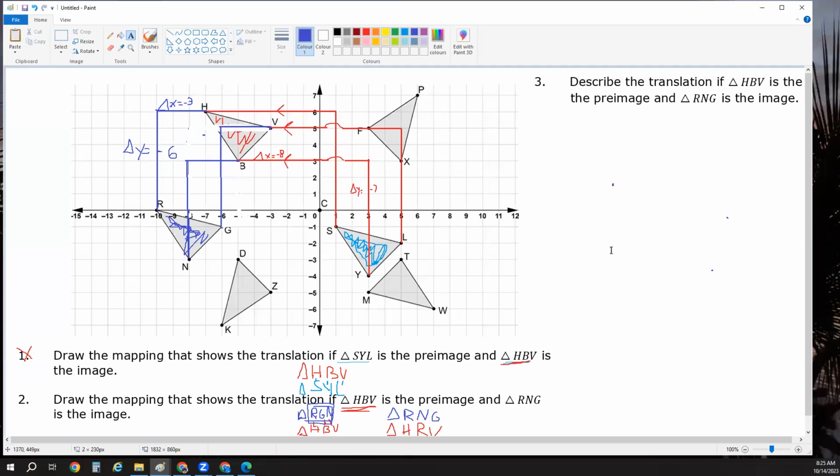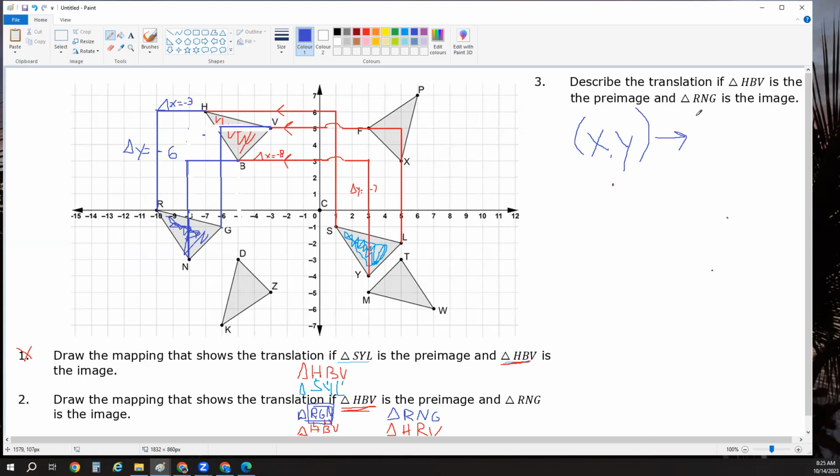All right, so number 3 is: describe the translation. HBV is the preimage, and RNG is the image. So this is asking for the algebraic description. Remember, algebraic descriptions start like X comma Y, saying that X comma Y is the initial point, and then that initial point shifts.